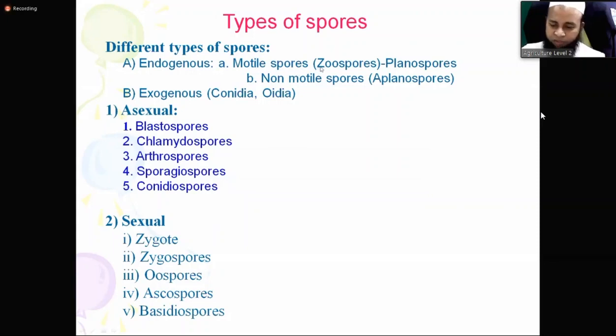One is motile spore, zoospore or planospore. We call them planospore. And also another type, non-motile spore or aplanospore. Planospore means they can move. Aplanospore means they cannot move. Zoospore, they can move. Zoospore also means they can move.